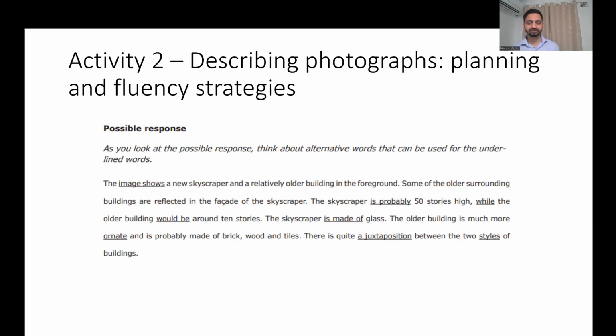Right, so juxtaposition means contrast. These are two different styles of buildings, and you can talk about style. You can talk about, obviously, their construction. So one is made of glass, one is made of brick, wood, tiles. That's what you think. You can also talk about your opinion, but you're using present simple form to talk about all of these things. Okay, there's not much to comment on here, but if you really think about what are the things that can be true, then you can construct your response like that.